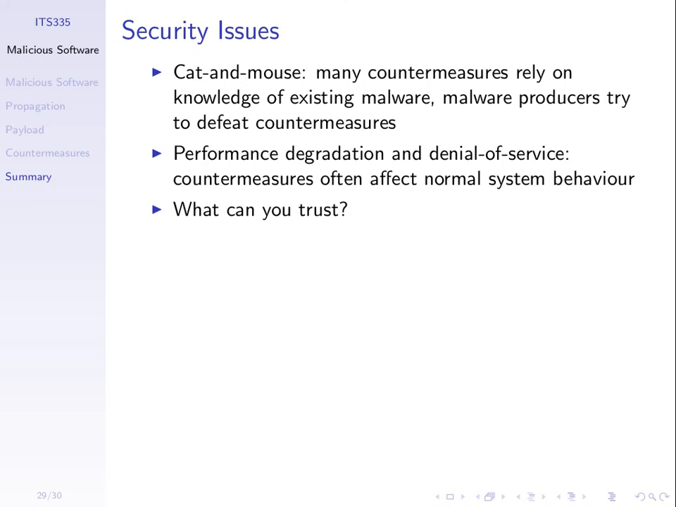A main problem with antivirus techniques and malware detection is the performance degradation. In trying to be very accurate in detecting, you make it inconvenient for the user. Either their computer slows down, their network access slows down, or their ability to access files is reduced. So the more effective the countermeasures are, the more of a performance degradation or denial of service for the normal user.